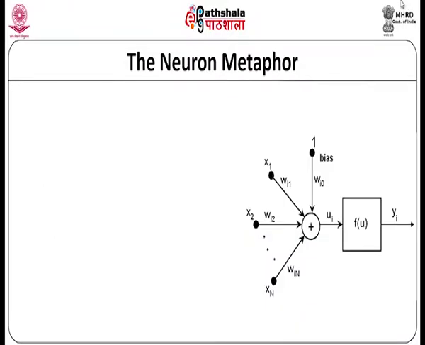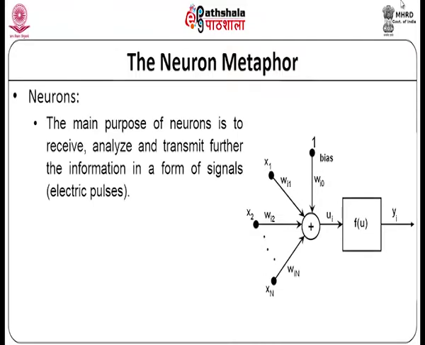Now, based on this neuron, let us look at the neuron metaphor. The main purpose of neurons is to receive, analyze, and transmit further the information we receive, in the form of signals or electric pulses. So, it will receive, analyze, and transmit this information or signals. That is the job of a neuron.